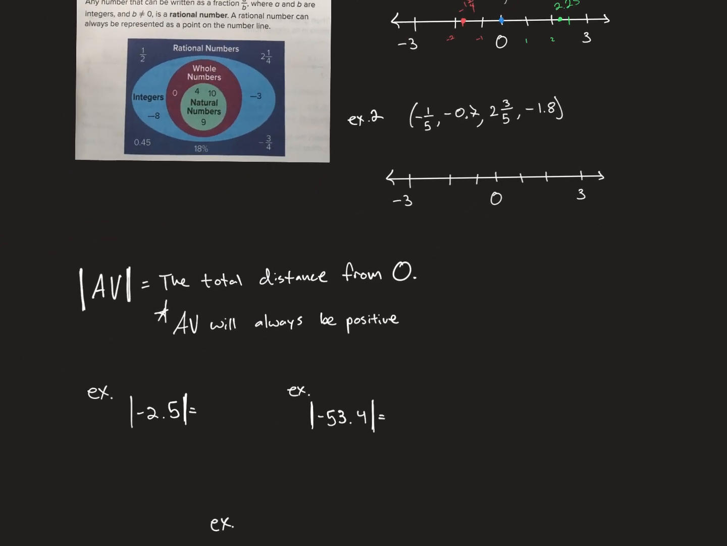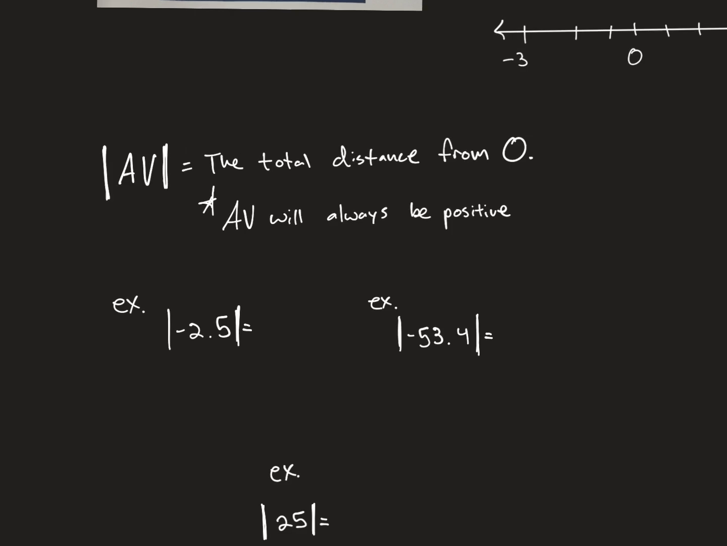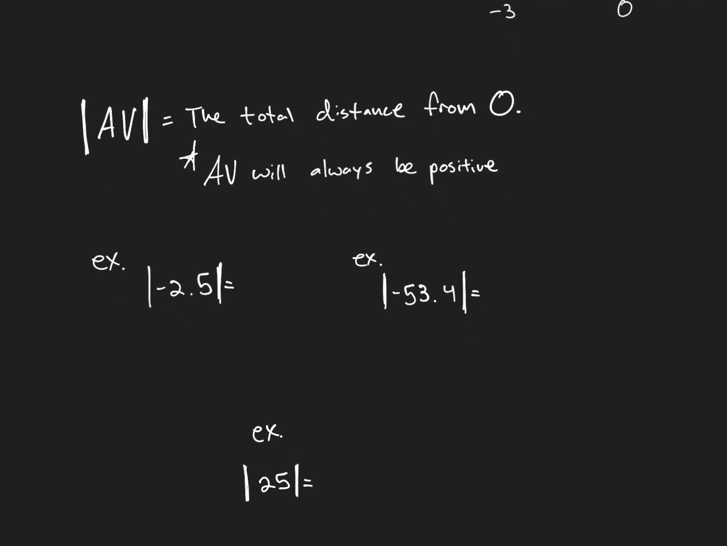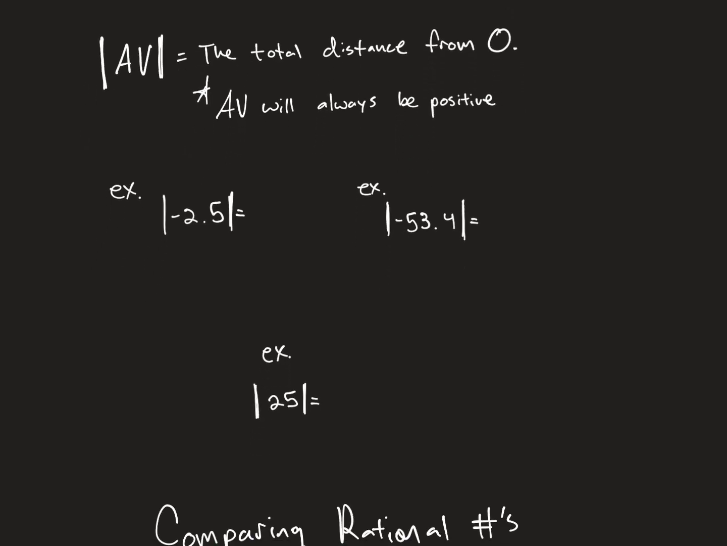So, moving on, now what we're trying to look for is absolute value. Remember, this is the total distance from zero. And remember, absolute value will always be positive. So this is a refresher from the previous lesson. Go ahead and pause the video so you can practice these on your own.